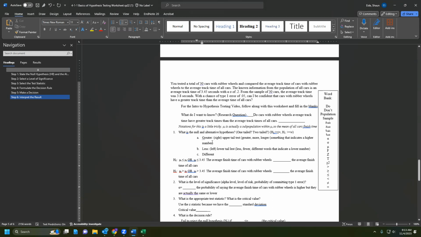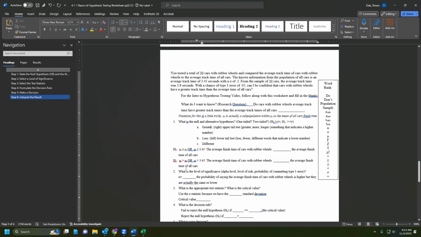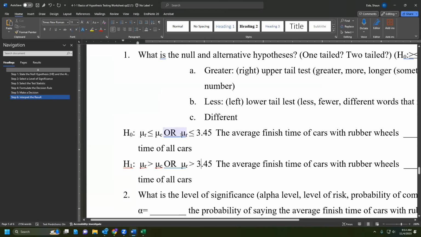Greater, less than. So what we have right here is greater, and so this is going to be an upper tail. When we put together our null and our alternative hypothesis, the alternative hypothesis is going to say the cars with rubber wheels are going to be greater than the average of all cars. I really should have put a blank right here, but this 3.45 is the average of all cars. And so we are comparing the average of the cars with rubber wheels, and let me zoom in there a little bit.